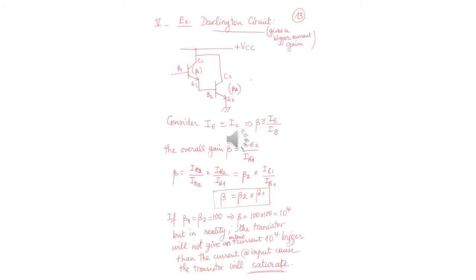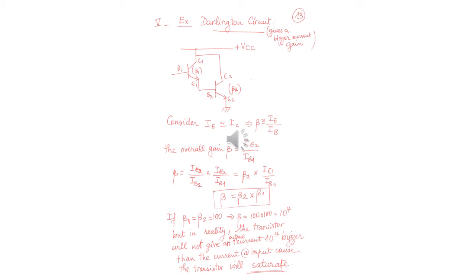I wanted to talk about the Darlington circuit. It is used to give a bigger current gain. You place the emitter of the first transistor connected to the base of the second one, and both collectors are connected to VCC. We consider, to simplify the calculation, that IE is approximately equal to IC. So beta is approximately equal to IE over IB.